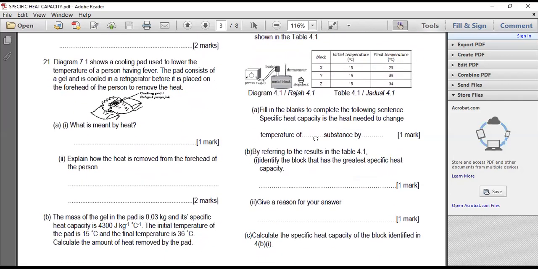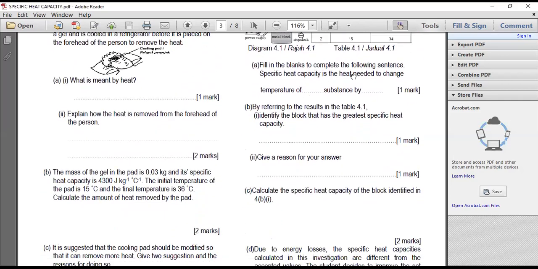Fill in the blank to complete the sentence. Specific heat capacity is the heat needed to change the temperature of 1 kilogram of a substance by 1 degree Celsius. Now, by referring to the results, identify the block with the greatest specific heat capacity and give your reason.